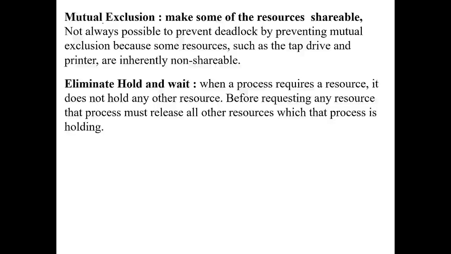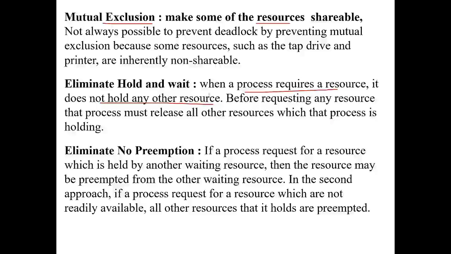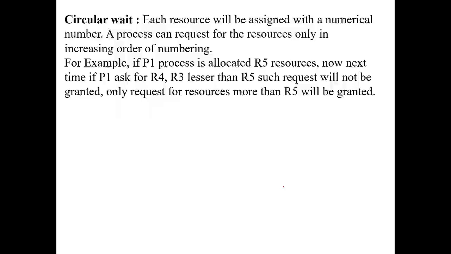Mutual exclusion: make some of the resources shareable, and eliminate hold and wait, so that when a process requires a resource, it does not hold any other resource. Eliminate no preemption: if a process requests a resource which is held by another waiting process, then the resource may be preempted from the other waiting process. That means taking the CPU from one process and giving it to another process. This is okay. So try to eliminate it so that the system can prevent deadlock from occurring. Circular wait: each resource will be assigned to some other processes.